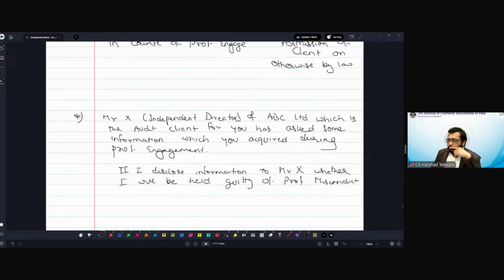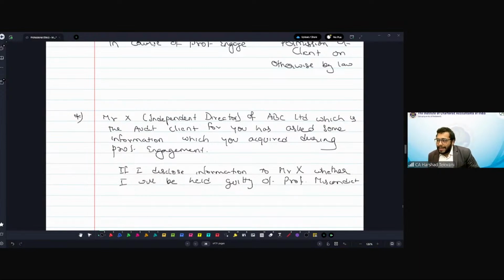Independent director, I think so Mr. X has a right to ask for such information. So a lot of times, independent directors ask the auditor with respect to some information. It happens. It's a general thing. Then it would be allowed if it is asked generally.